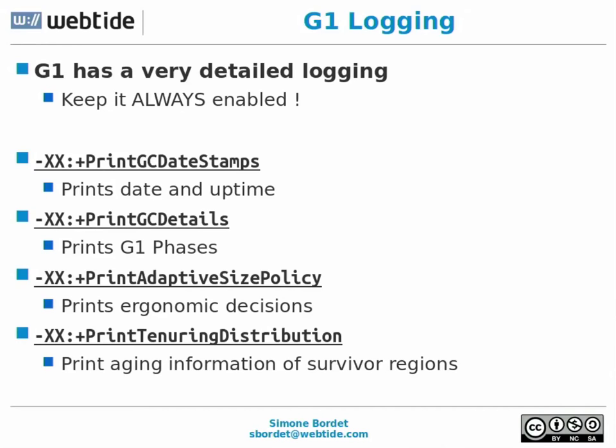Very important slide here. Keep the logging always enabled, even in production. These command line switches will give you a wealth of information that will be critical for you to understand what's going on in your garbage collector. If you don't enable these, then you run into problems and you have no idea what happened. Then you have to stop your JVM and restart it with these flags, but you have lost information about what went on during the problem. And the problem may not appear again, or may appear 2 weeks later, or whatever. So please always keep these enabled.